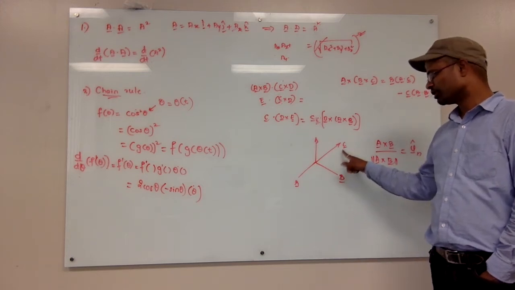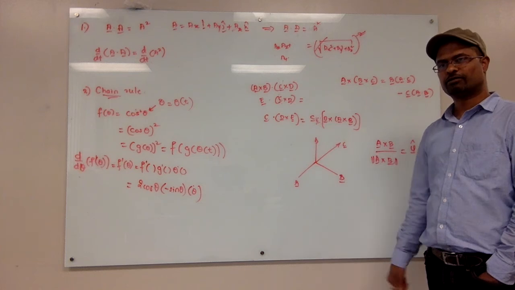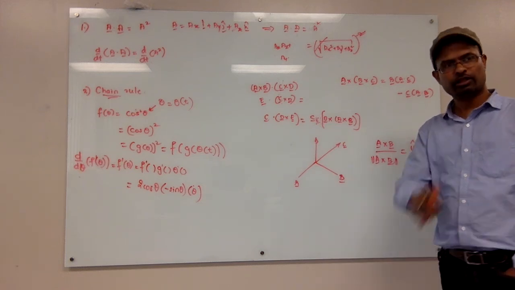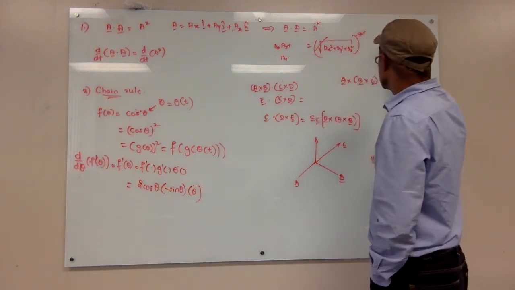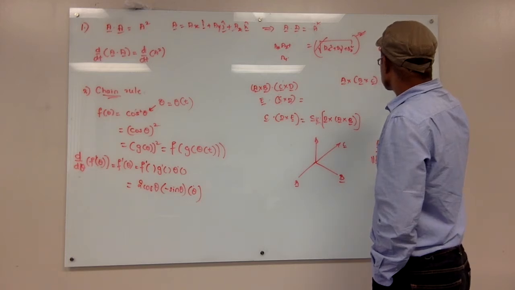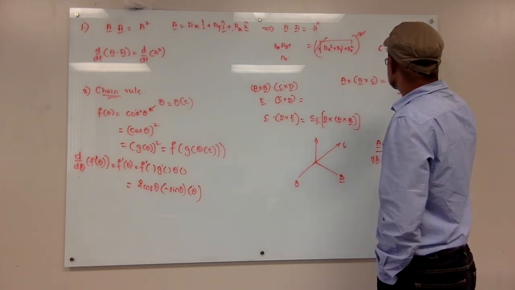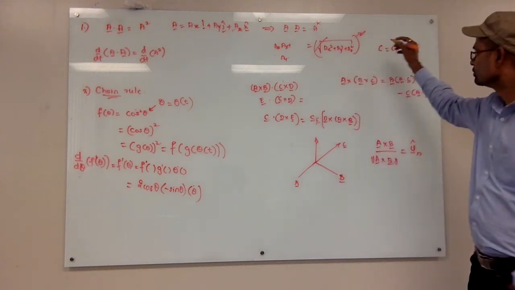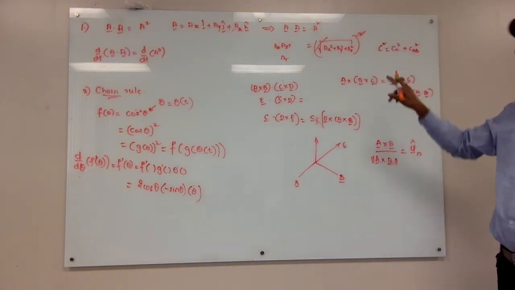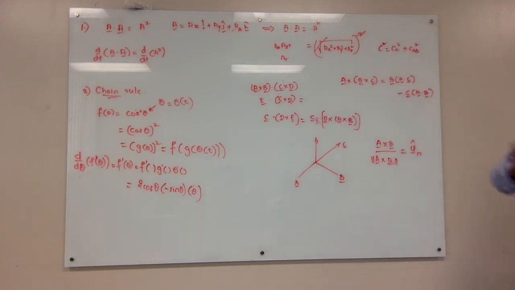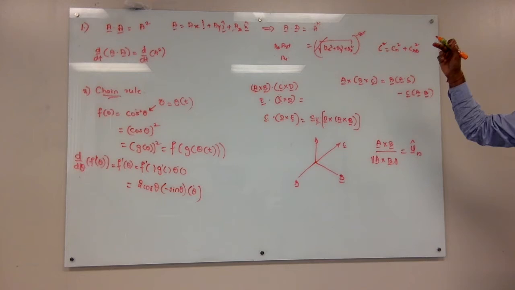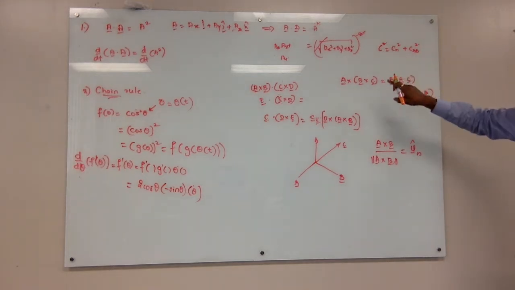So Cn, the projection of C on Un, is Cn. You see that? And the relationship they have given you is C squared is equal to Cn squared plus C_AB squared. Keep in mind all these are scalars. You cannot take a vector square. That's not permitted. So what is known now?